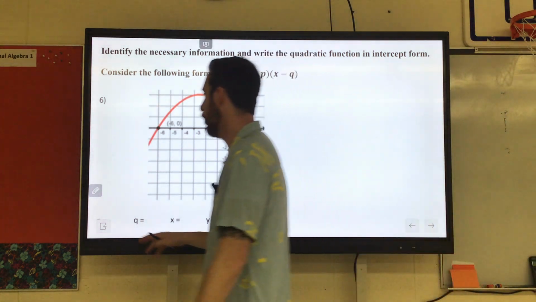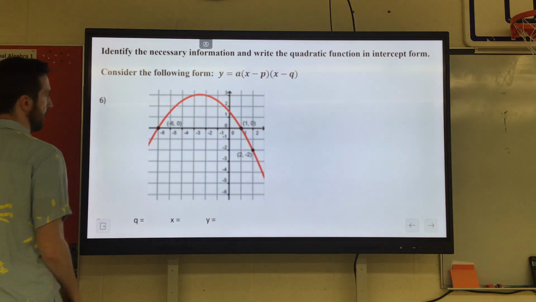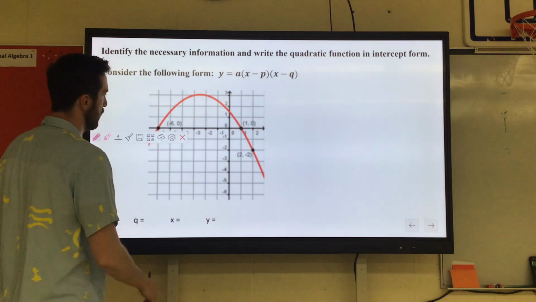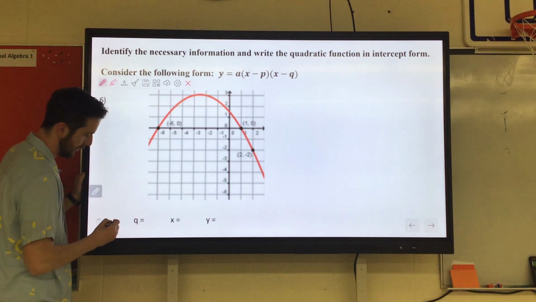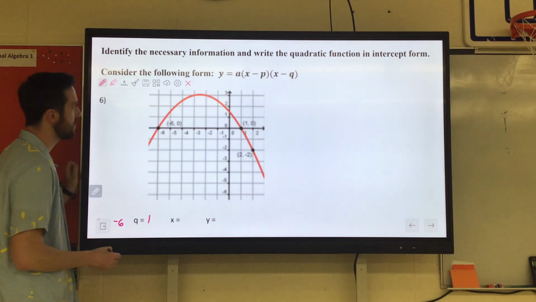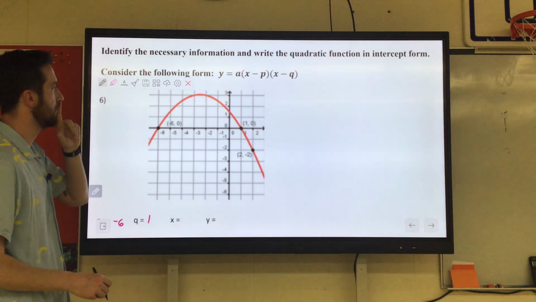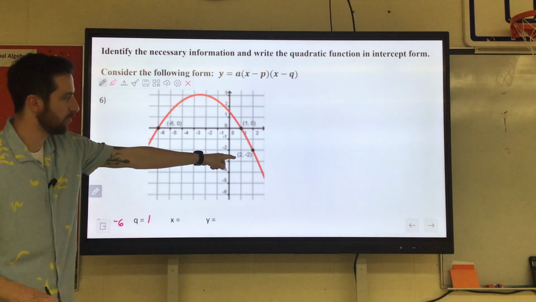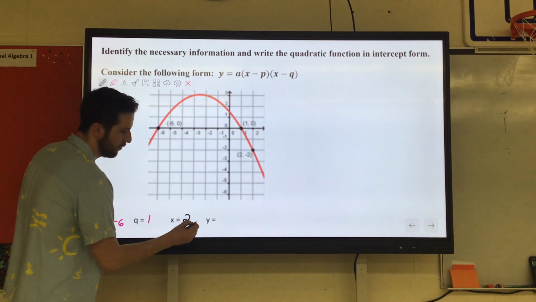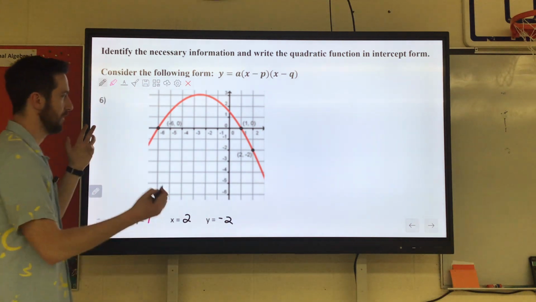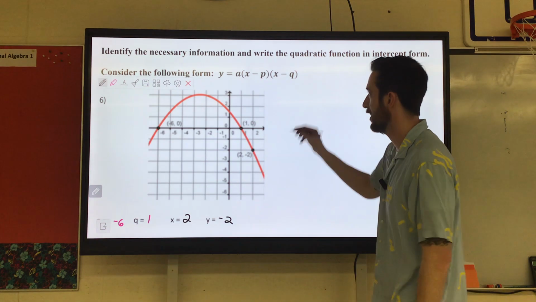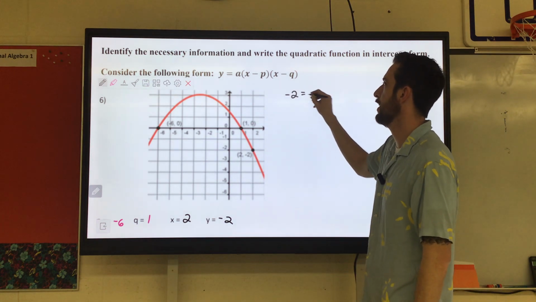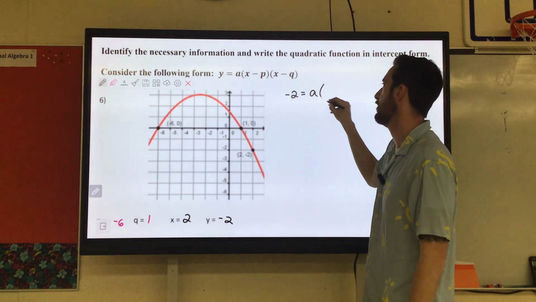Wowza. All right, so I see our p's and q's. Mind your p's and q's. We got -6 and 1. And then the coordinate they gave us was (2, -2). Let's put in our information, see what we got. y, -2, equals a. We don't know. That's what we're trying to figure out.